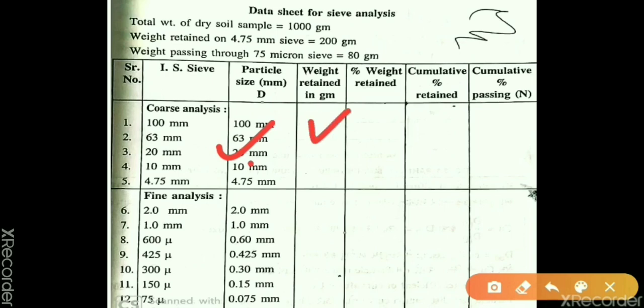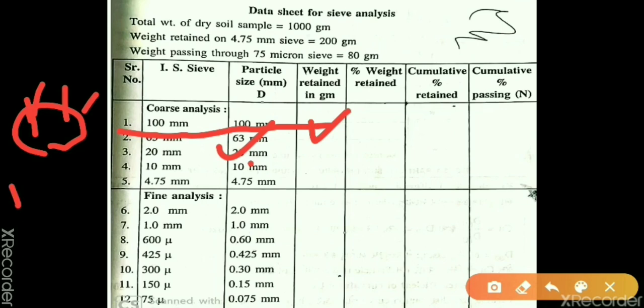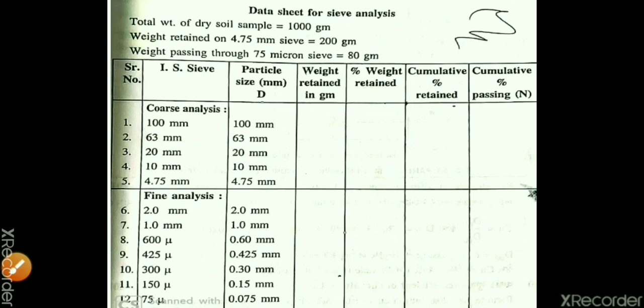Suppose in a coarse grain analysis, the weight retained on the 100 mm size is something, then the weight retained on the 63 mm size is something, and 20 mm is something. Then we have to find the percentage retained. How can we find the percentage retained? It is the weight retained on a particular sieve divided by the total weight taken.